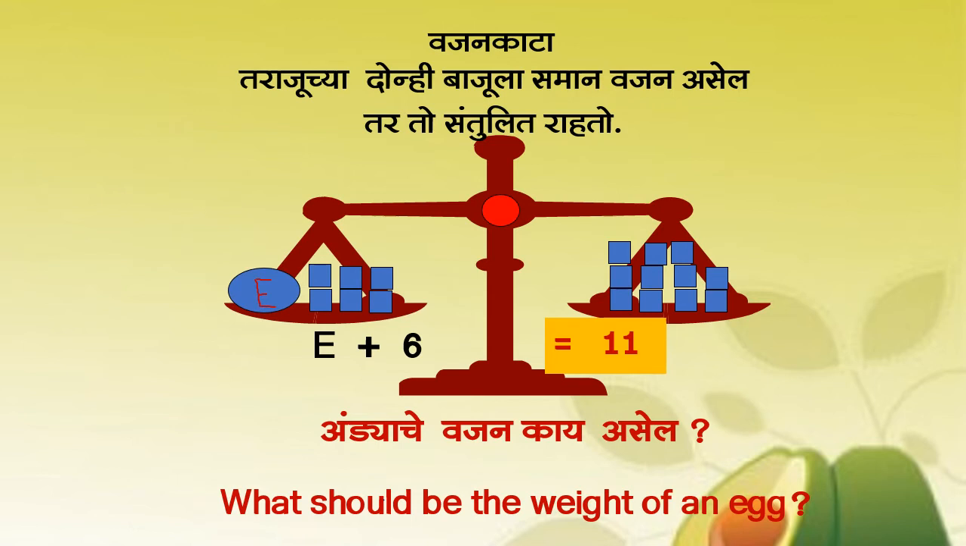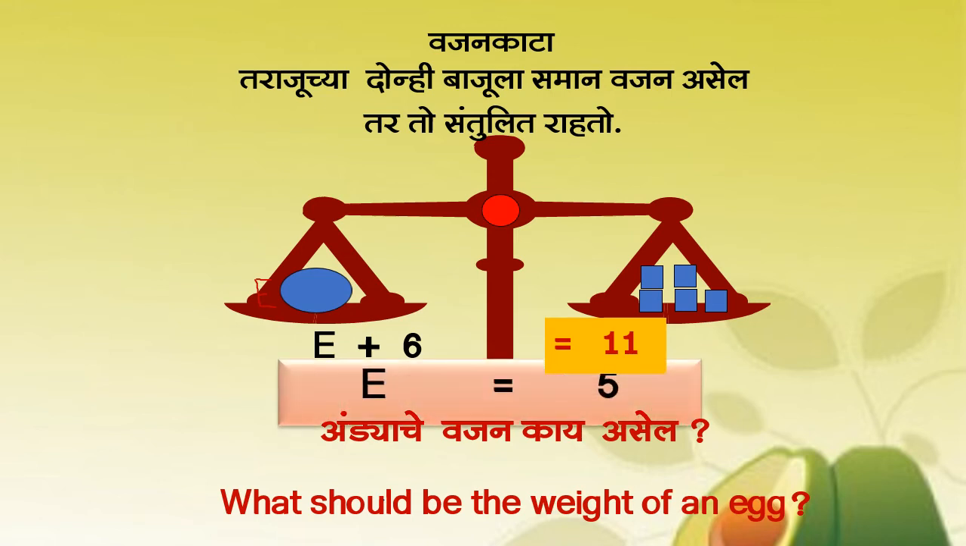Now we have to find out the weight of an egg. Let's find out. See here, two blocks are disappearing from both sides. See here. So what will be the weight of an egg? Because this weighing scale is balanced, E will be equal to 5. So the weight of this egg will be equal to 5, right? So E plus 6 equals 11.